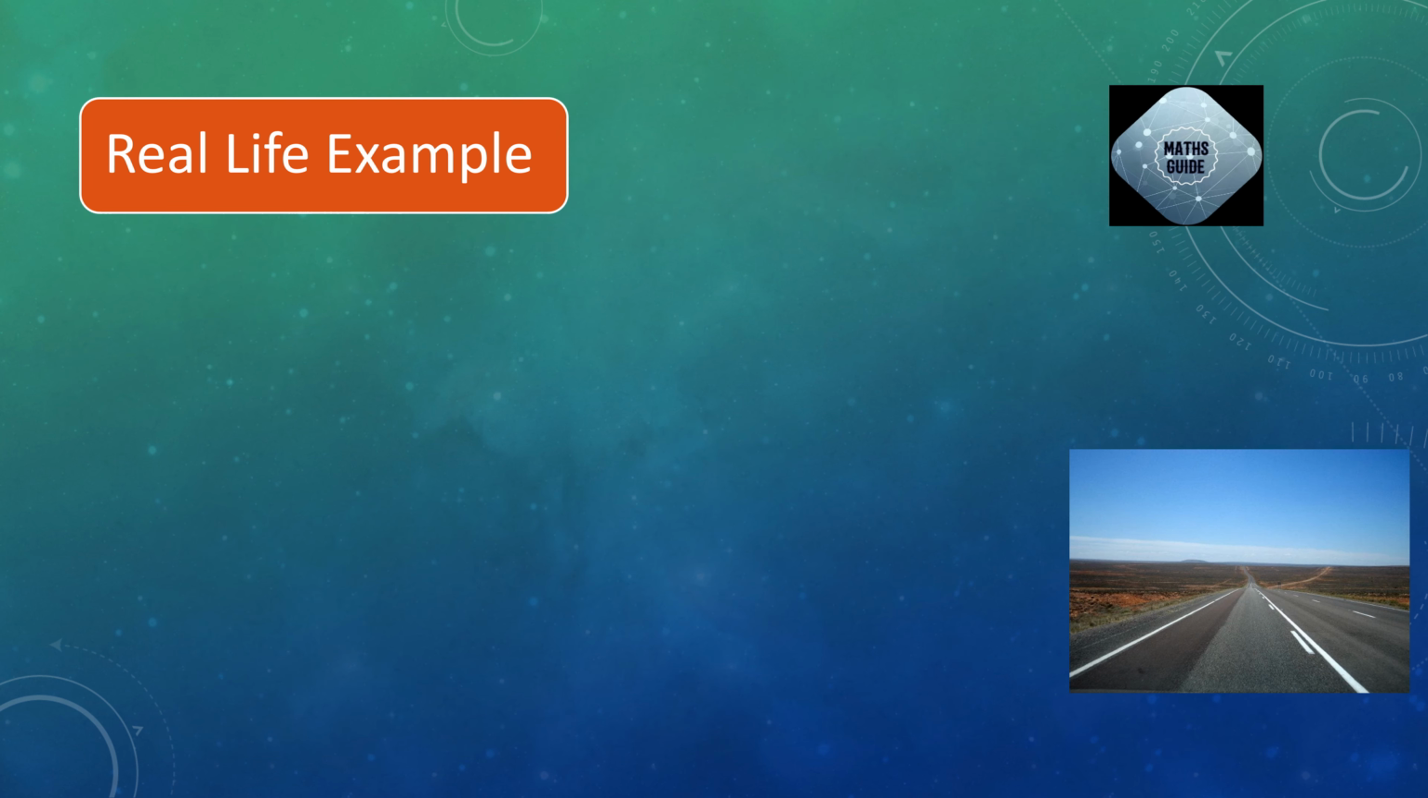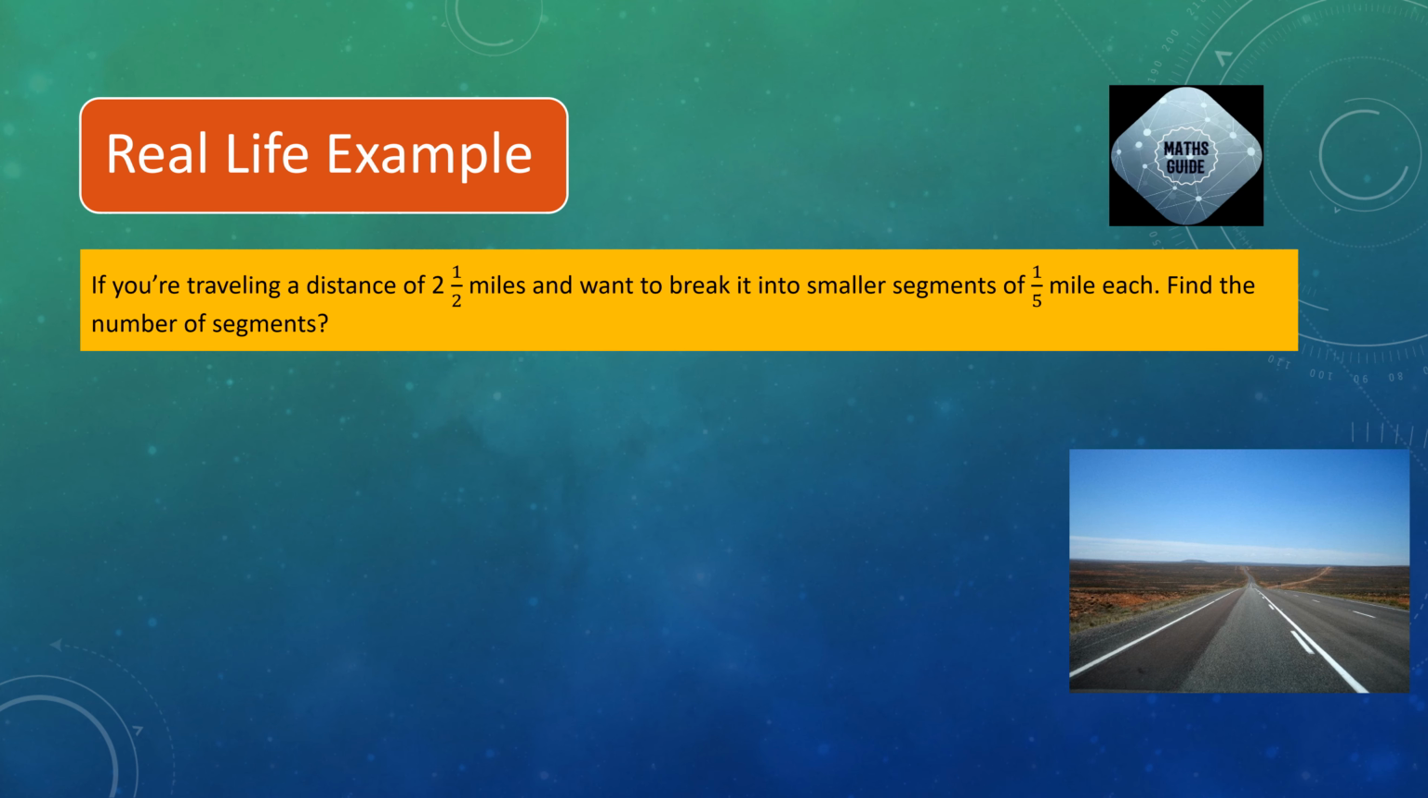Now we will take some examples to understand how this concept of division is applicable in our real life. And our first problem is that if you're traveling a distance of 2.5 miles and want to break it into smaller segments of 1/5 mile each, find the number of segments. Here we have a total distance of 2.5 miles. And we have to break down this distance into 1 by 5 mile each, to get the total number of segments it is divided into.